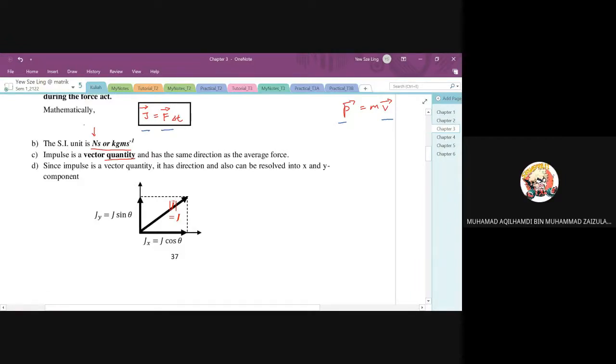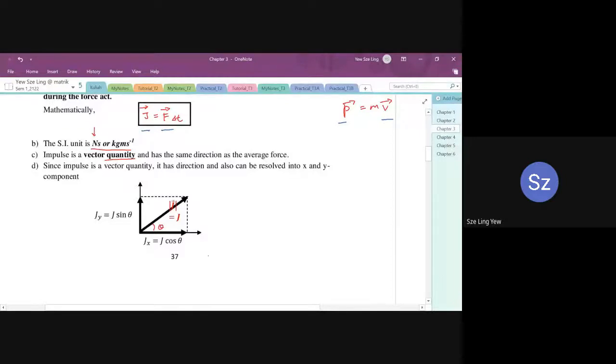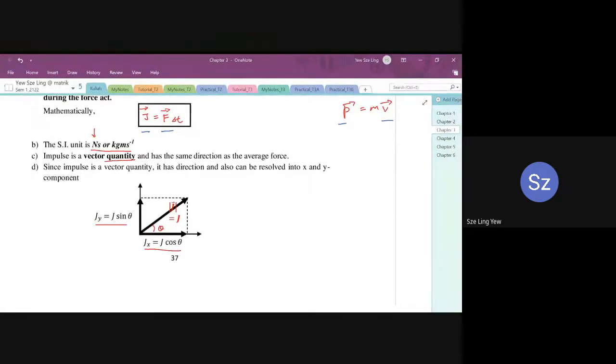Okay. So since impulse is a vector quantity, it has direction, and again, it can be resolved into x and y components. Again, the diagram given in your book is incomplete. The angle is beside the x component. All right, the angle is missing. Therefore, for the x component, Jx equals J cos theta, Jy equals J sin theta. Okay, so that is impulse. So impulse depends on the force and also depends on the time interval.